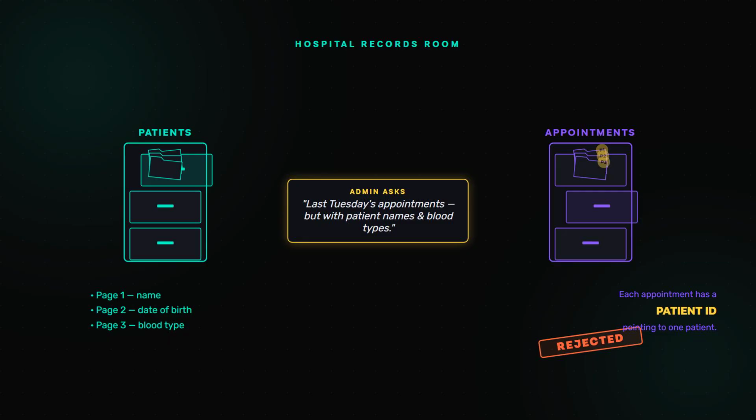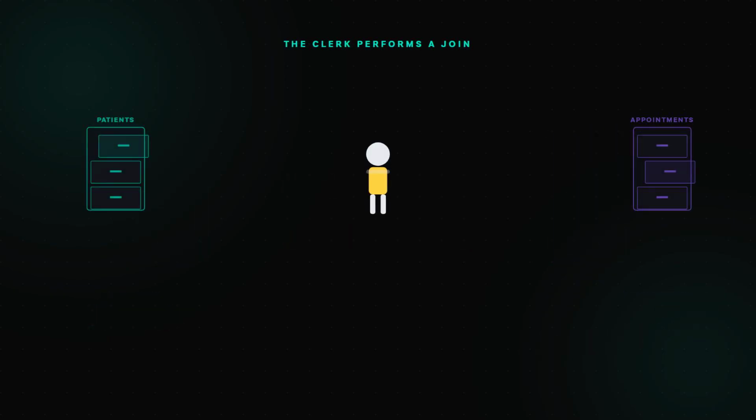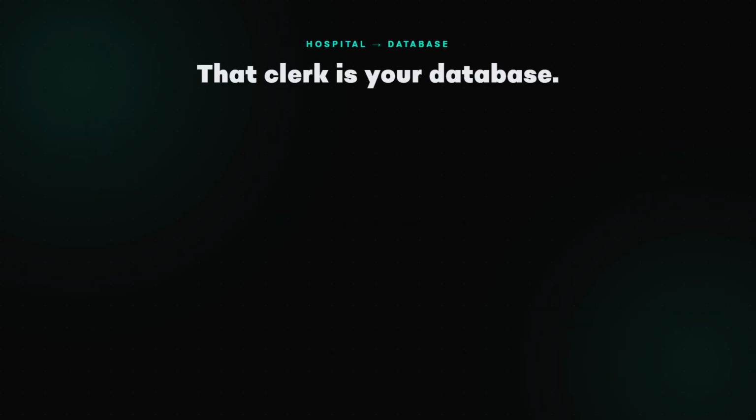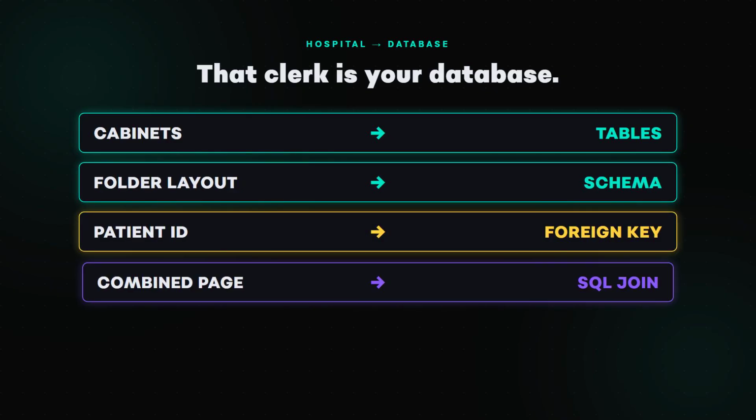Now your hospital admin walks in and says, give me every appointment from last Tuesday, but I also want the patient name and blood type next to each one. The clerk does something specific. She doesn't go cabinet by cabinet and copy things by hand. She pulls the appointment from one cabinet, the patient from the other, and lines them up by patient ID. The output is one combined page that didn't exist before.